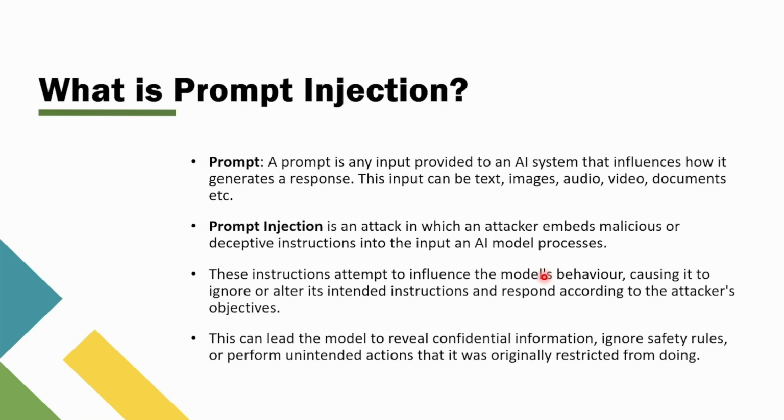Most of the people think that prompt is the text input they are giving to the LLM or AI model. This is a partial truth. In reality, prompt can be a text, an image file, an audio file, a video file, or any document file like PDF, docs, Excel, anything. By definition, a prompt is an input provided to an AI system that influences how it generates a response. All that means everything you are giving to the AI system as an input is called a prompt. It does not matter if it is a text, an image file, a video file, or any document file.